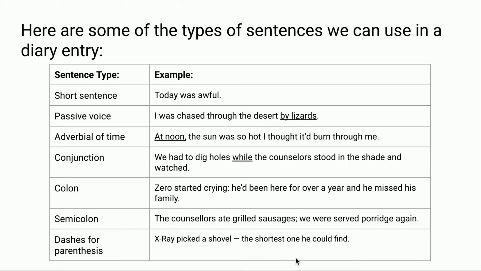Dashes for parenthesis, that's when we're writing an informal text like a diary entry, and we can use those to add extra information. So X-Ray picked a shovel, the shortest one he could find.